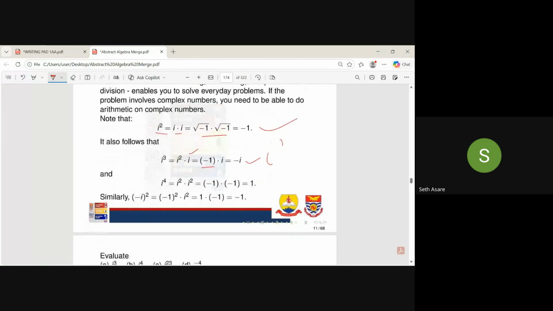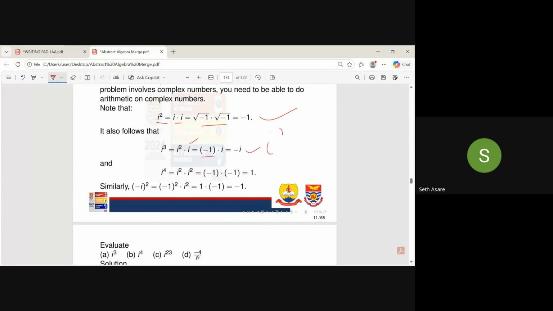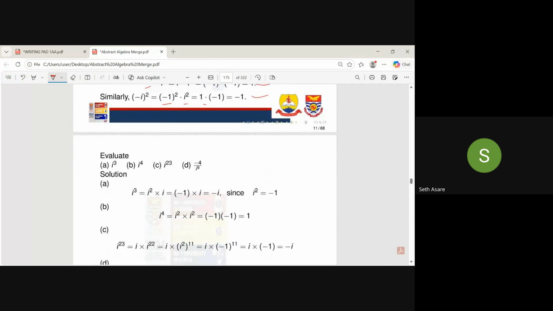Good. If we are taking i to the power 4, we know that i squared is minus 1, and another i squared is minus 1, so we multiply them and we get this one. When we are given negative i and we square it, we bring the negative 1 outside and square it, then we square i. When we square negative 1, we get 1. But when we square i, we get negative 1. Therefore, that one is going to give us negative 1.